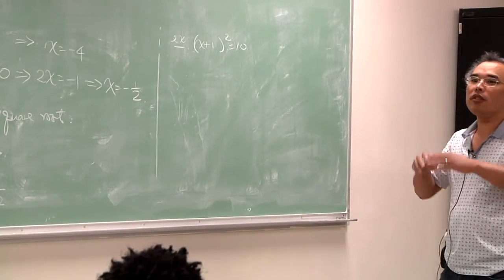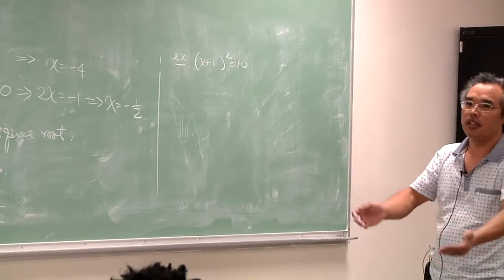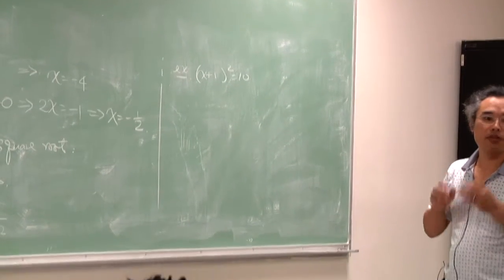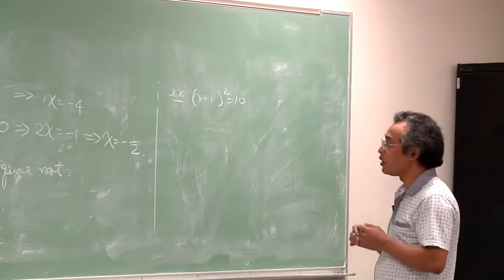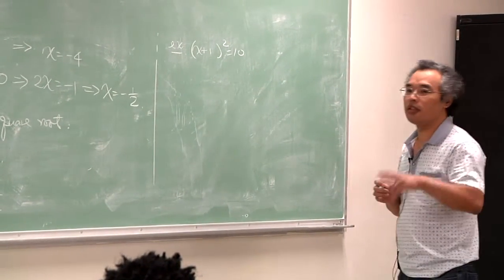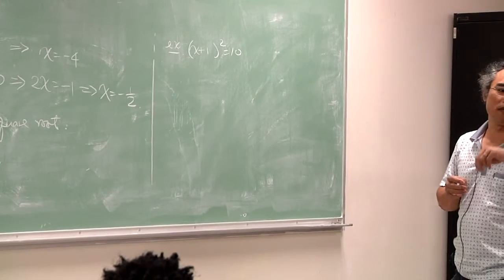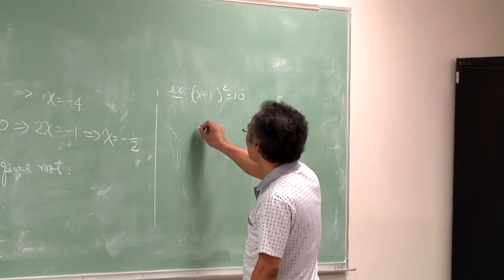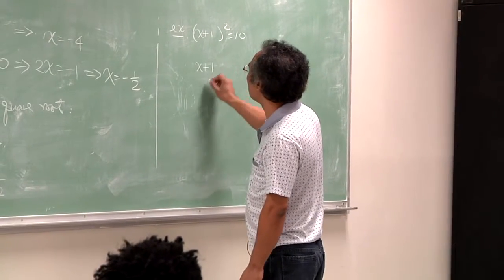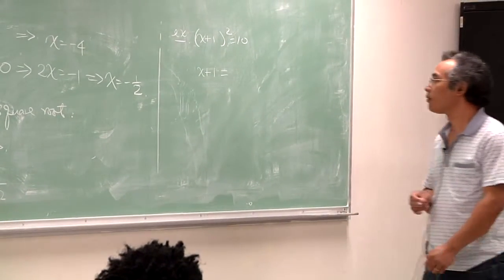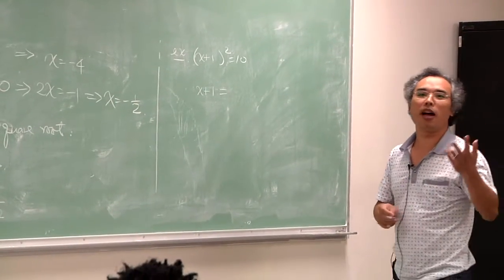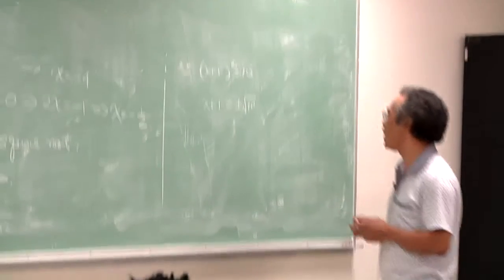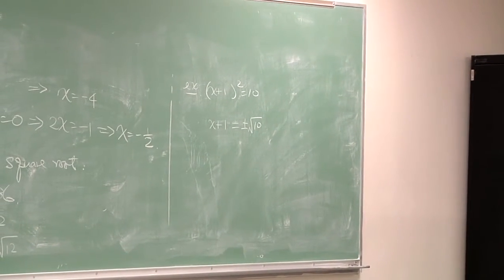Okay, if it's already a square of an expression on the left and the number on the right, then you just take a square root on both sides directly and solve the equation. But remember, when you take a square root, you always get two solutions, both positive and negative. So in this case, if you take square root on both sides, you get x plus 1 on the left and both positive and negative square root 10 on the right. Does that make sense? Mm-hmm.